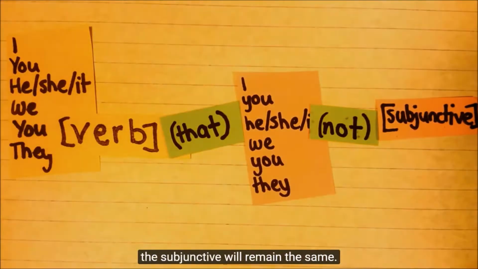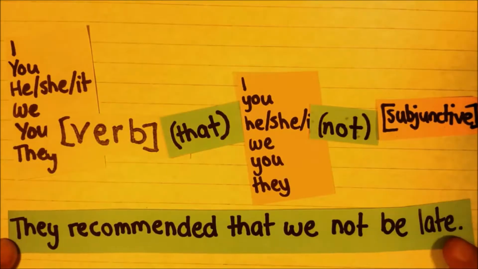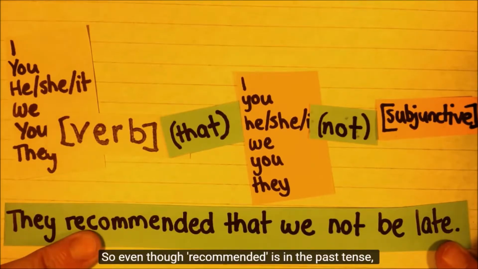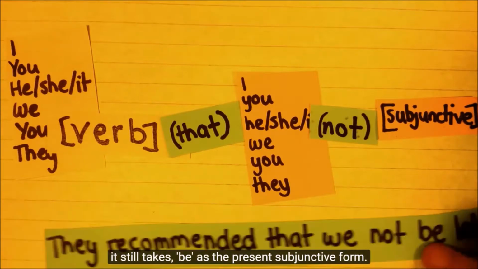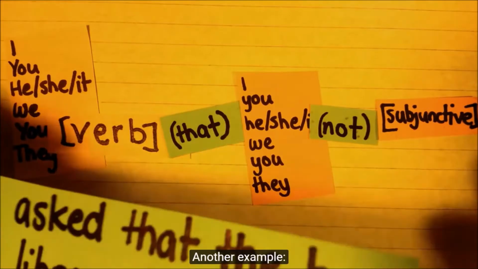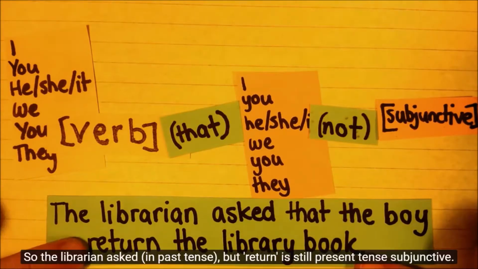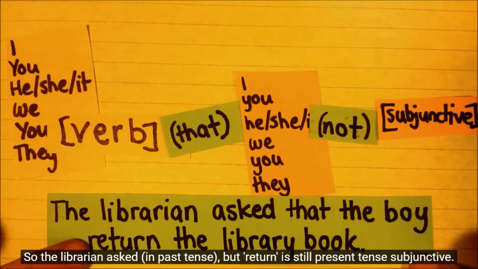Another thing you should know is that it doesn't matter what tense this special verb is, the subjunctive will remain the same. So for example, we could say, "They recommended that we not be late." So even though "recommended" is in the past tense, it still takes "be" as the present subjunctive form. Another example, "The librarian asked that the boy return the library book." So the librarian asked in past tense, but "return" is still present tense subjunctive.